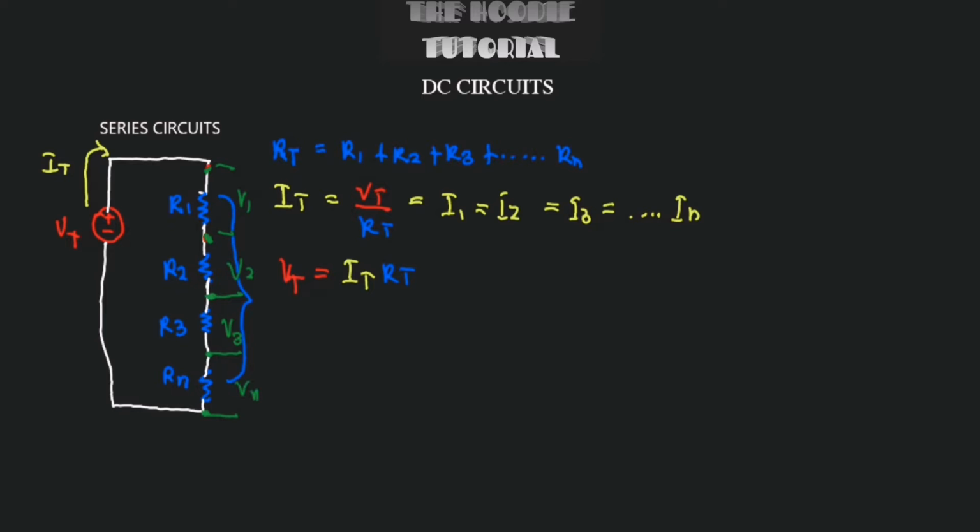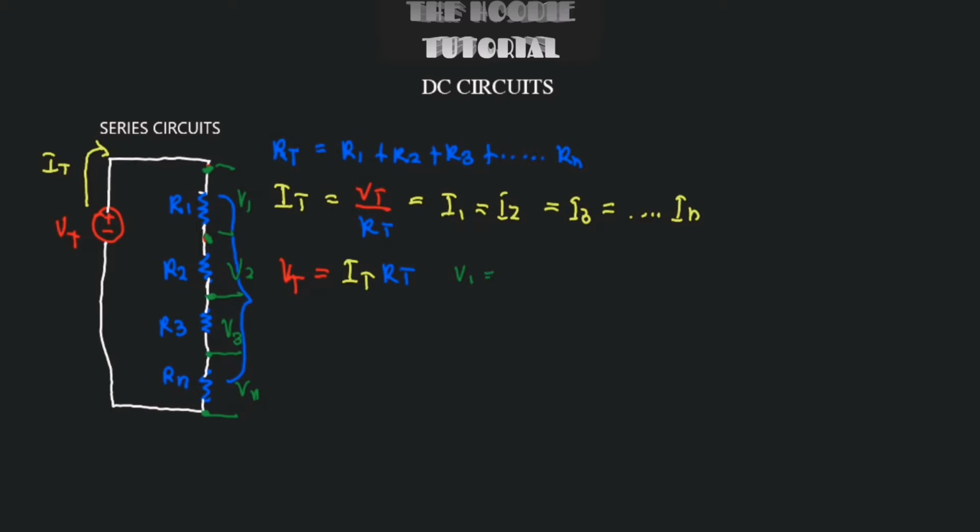Let's call this Vn. The total voltage from the source, because of the voltage drop across the resistors, would lead to 0 volts right here, and then that would eventually go back to the source. So therefore, if we try to find the value of V1, let's put V1 right here.